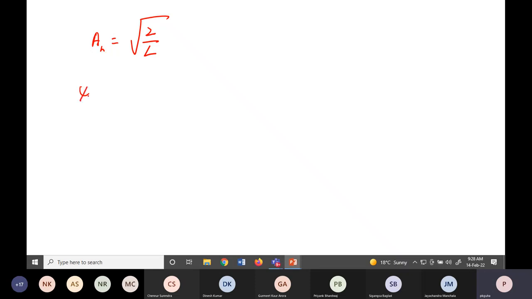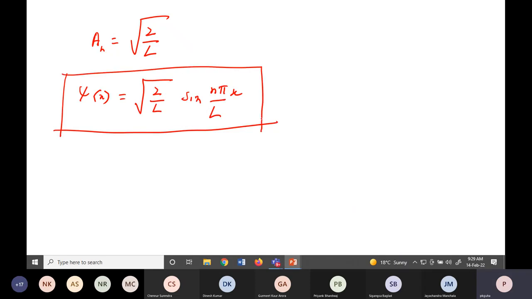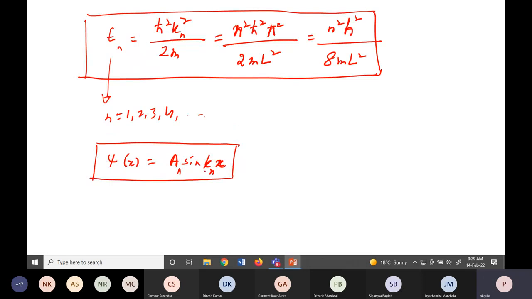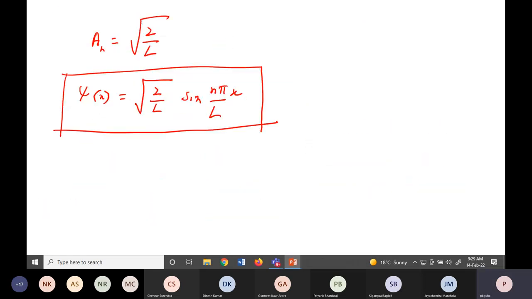Okay, so what is the solution of the time independent part? Root over 2 over L sine n pi x over L. So that's the solution, because you remember we found out this was the solution, A sine k_n x, k_n is n pi over L, right? And A we found out is root 2 over L. So root 2 over L sine k_n x, with k_n is n pi over L. Okay, so that's the solution.